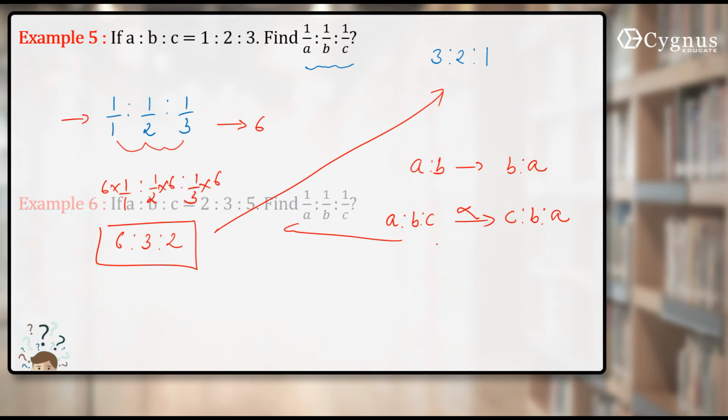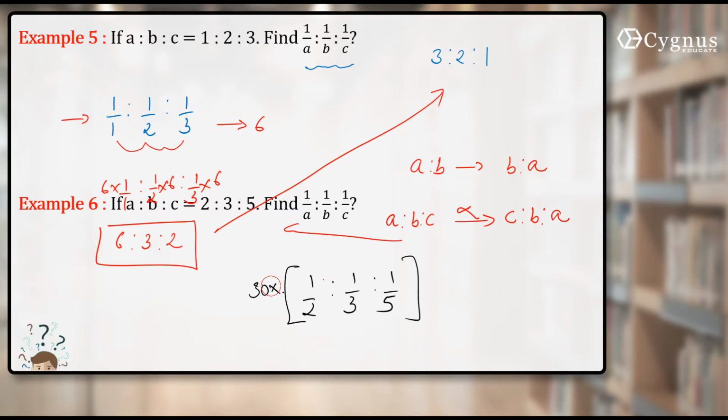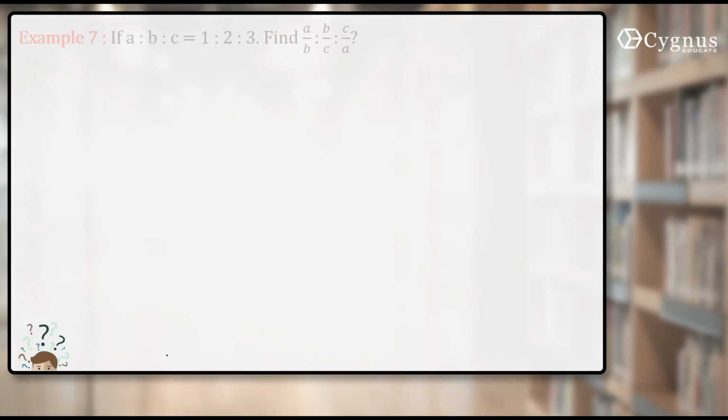Yes, sir. Let's see the given data also. A is to B is to C is given equal to 2 is to 3 is to 5. Find 1 by A, 1 by B, 1 by C. So how do we solve it? I'll say it's 1 by 2 is to 1 by 3 is to 1 by 5. What's the LCM of 2, 3, 5? It's 30. So multiply all the numbers by 30. This will give you 15 is to 10 is to 6. So the correct answer becomes 15 is to 10 is to 6. Yes or no?